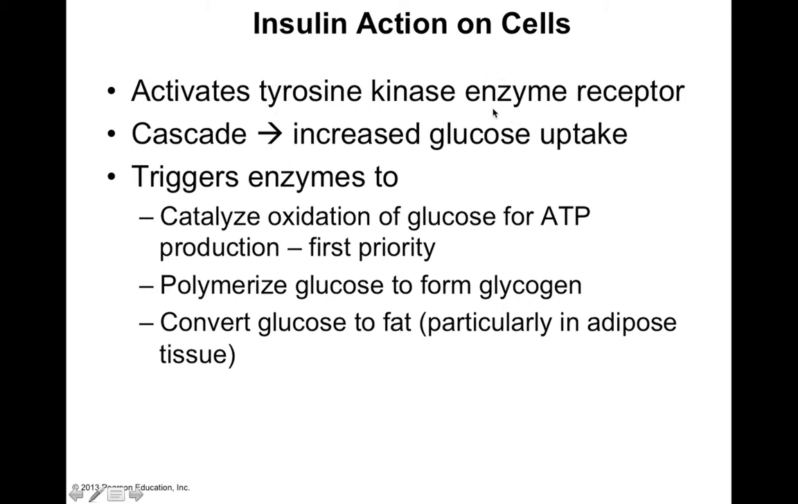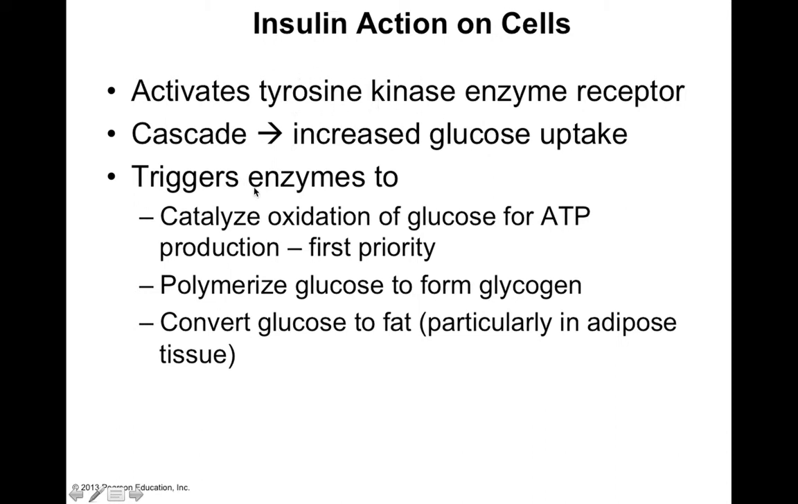And once you activate this enzyme receptor in the plasma membrane of target cells, this leads to an intracellular signaling cascade that ultimately causes increased glucose uptake. So basically, the transport of glucose from the extracellular fluid inside of the cell through the plasma membrane is going to be stimulated by activation of these tyrosine kinase receptors.